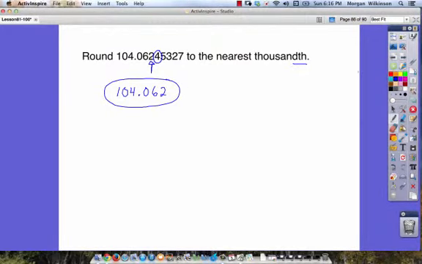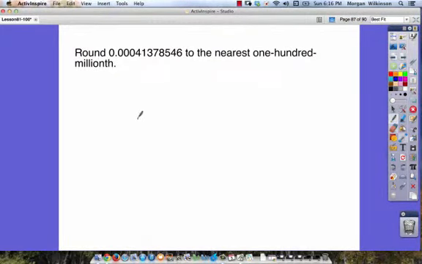Alright, one more. Let's round this to the nearest 100 millionth. So 100 millionth. Let's review a little bit of decimal place value. We've got tenths, hundredths, thousandths, 10 thousandths, 100 thousandths. Millionths, 10 millionths, 100 millionths. So the 8 is in our 100 millionths position. So we look to the next number. That next number is 5. Do we round the 8 up, or does it stay as an 8? Well, you should have said you round the 8 up, because if we're halfway there, we go to the next number.